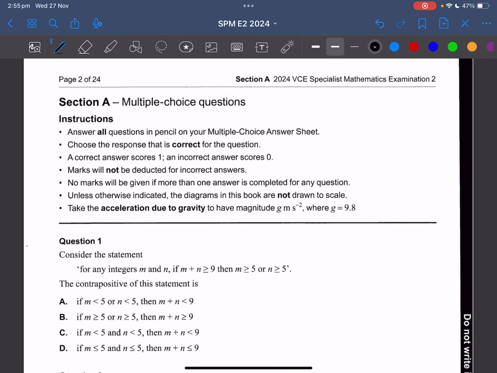Hey all, so today I'll be doing the 2024 Specialist Maths Exam 2, the multiple choice questions, because I figured I haven't done them yet. So let us get started with this.